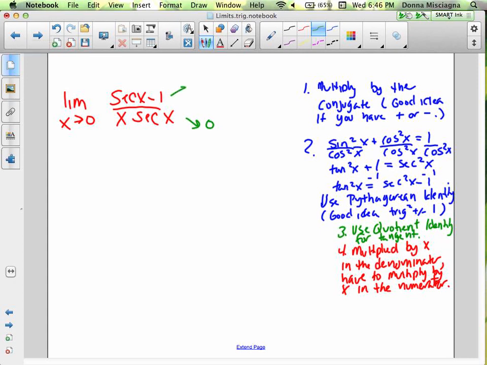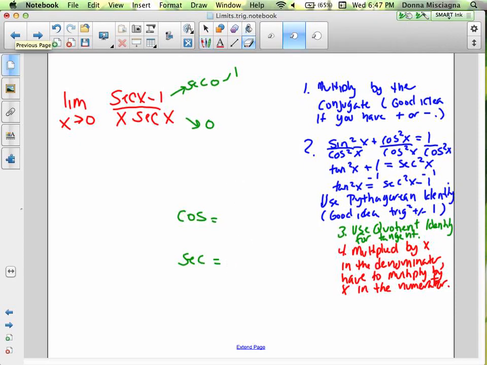Up in the numerator, secant of 0 minus 1. Secant is the reciprocal of cosine. It is also 1 when x is 0. Right? Those are going to be equal. Cosine is x over r. Secant is r over x.